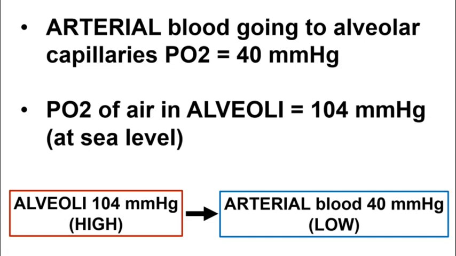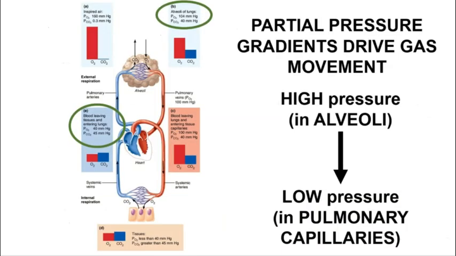So blood in the arterioles that is making its way to the pulmonary capillaries has a partial pressure of oxygen of about 40 millimeters of mercury. So because we see that the partial pressure of oxygen is higher in the air in the alveoli and lower in the arterial blood that's being delivered to the pulmonary capillaries, we see that oxygen will diffuse from the air in the alveoli into the pulmonary capillaries. It's always diffusing high to low. So we see that it is the difference in partial pressure of oxygen that drives oxygen diffusion from the alveoli to the pulmonary capillaries.